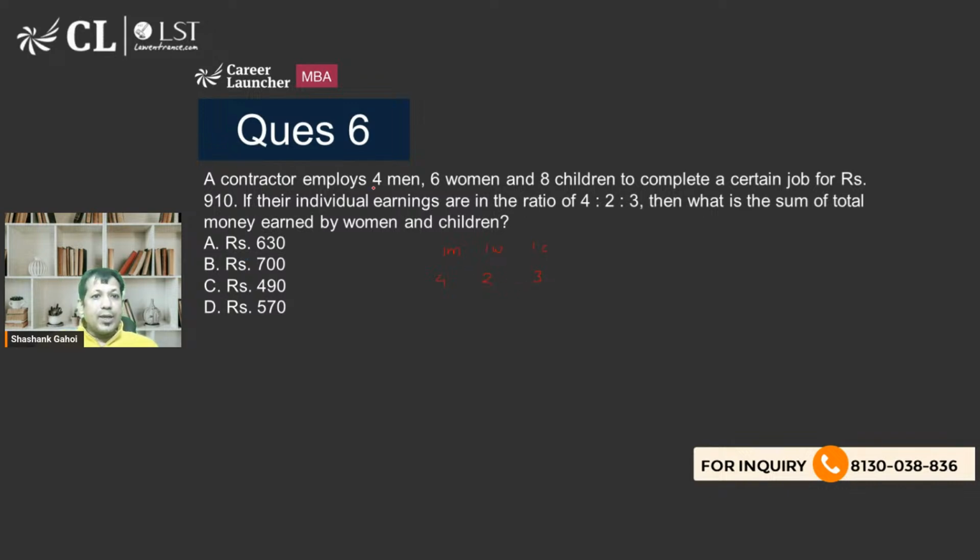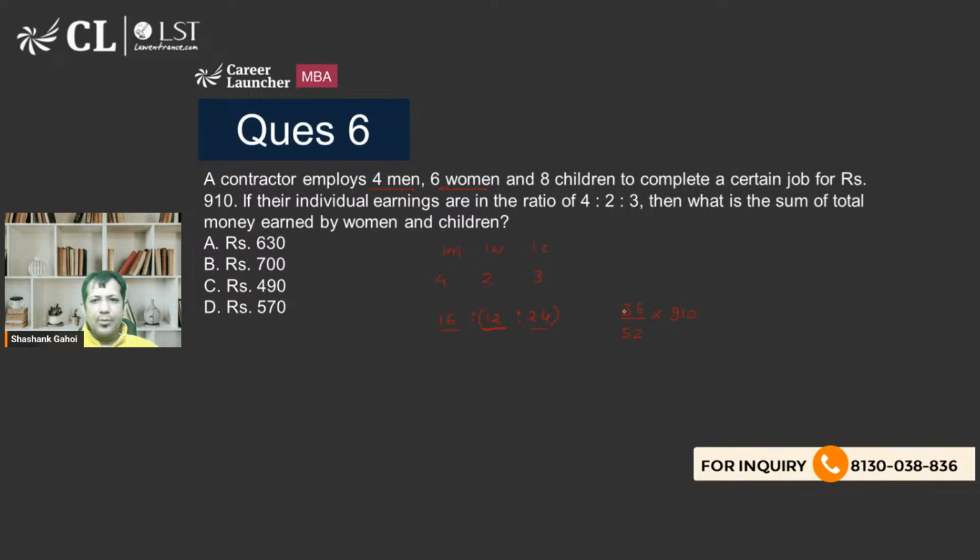Okay. So there are 4 men. So 4 men are going to earn 16 rupees. There are 6 women. 6 women are going to earn how much? 12 rupees. And there are 8 children. So 8 children are going to earn 24 rupees. And that's what the question is saying. So what is the total money earned by women and children? So 16 plus 24 is 40. 40 plus 12 is going to be 52. Out of 52, how much money is earned by women and children? That is 36. Okay. And total money is 910.